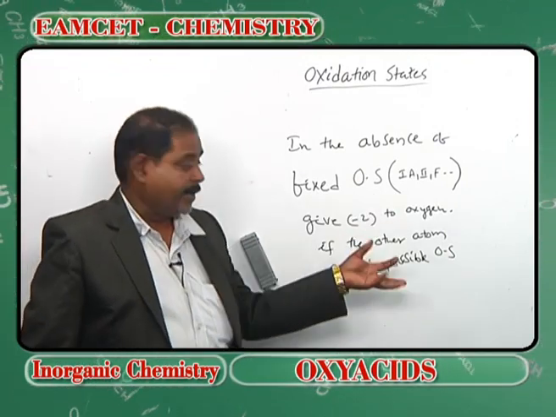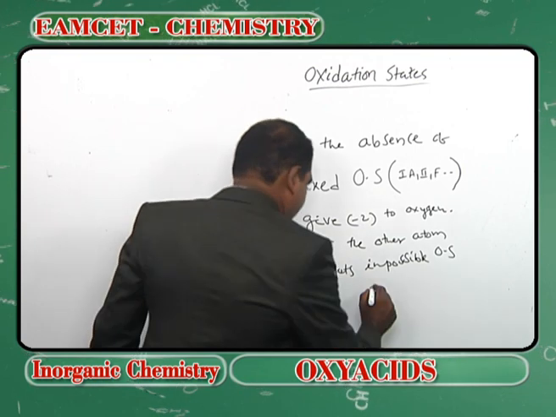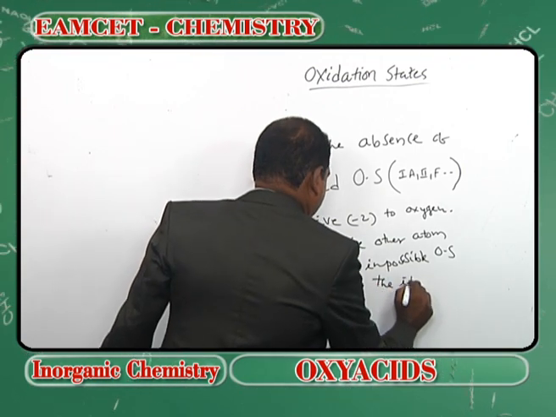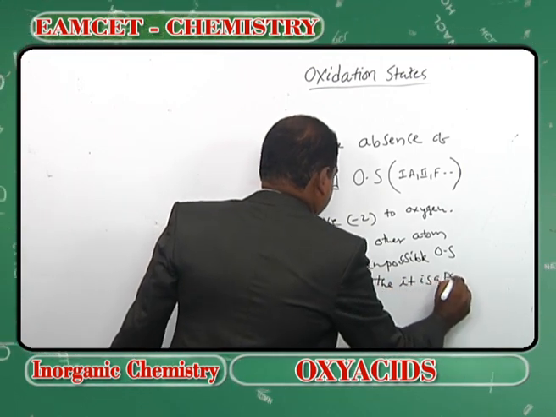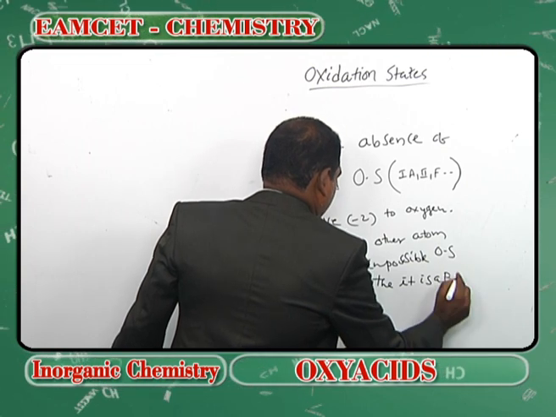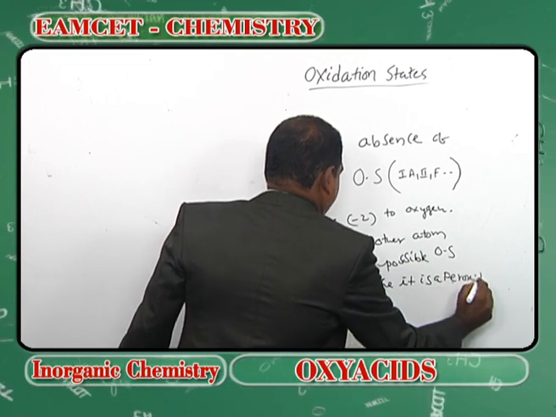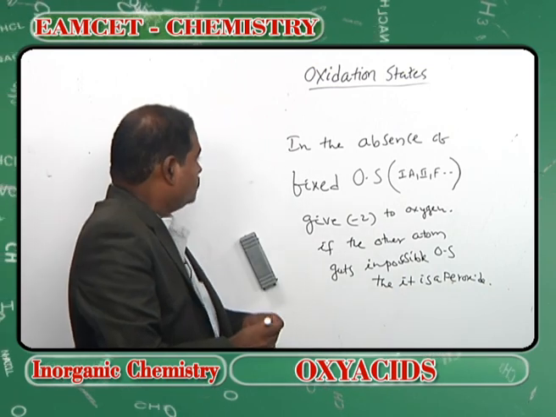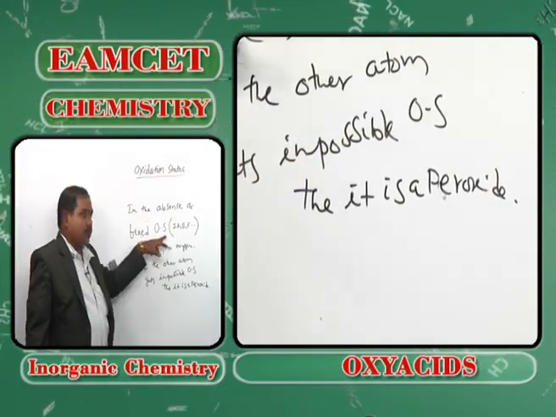Higher than the group number. If somebody gets impossible oxidation state, then it is a peroxide. Means that substance contains an oxygen-oxygen single bond. I repeat this statement, be careful. In the absence of fixed oxidation state.